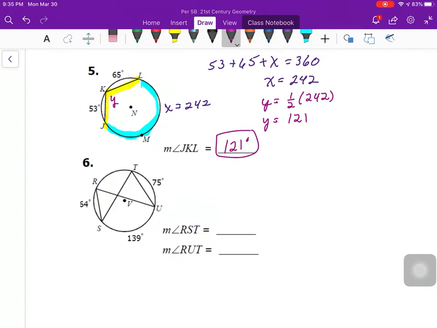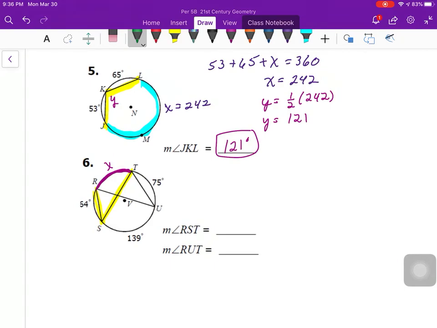Now this next one looks like a pretty complicated diagram, but let's take it just a piece at a time. So we're looking for angle RST, R to S to T right there. Now I really would like to know what that arc is that goes with it. Now the arc associated with it would be this one out here. So let's find that one first.